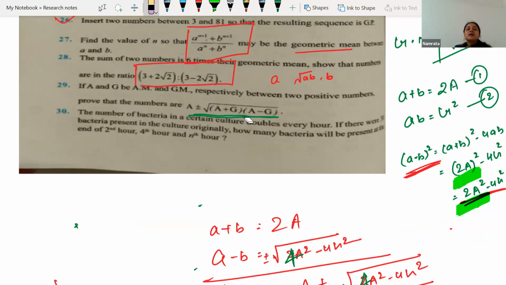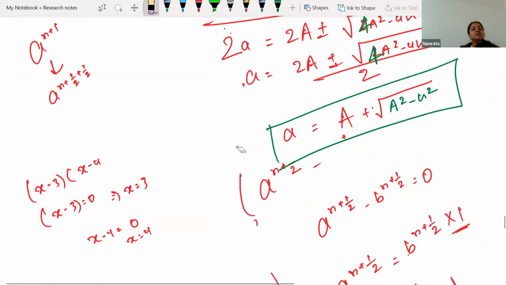Yes, ma'am. I am saying just solve by taking the a value as A plus under root A square minus G square. Now the b value you will get is A minus under root A square minus G square. If you solve by taking the a value as A minus under root A square minus G square, then the b value you will get is A plus. So just the reciprocal you will get.